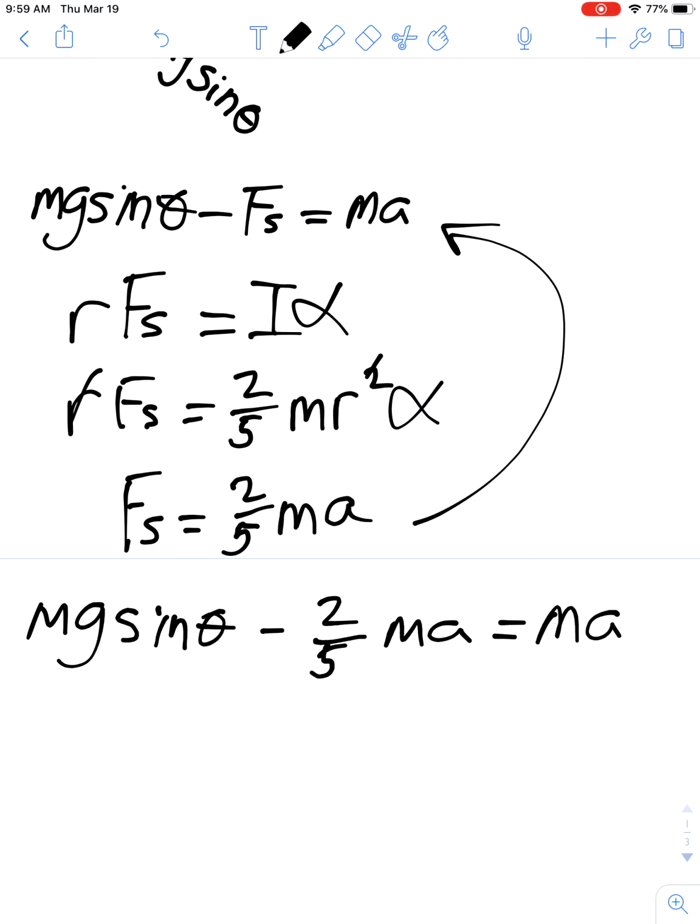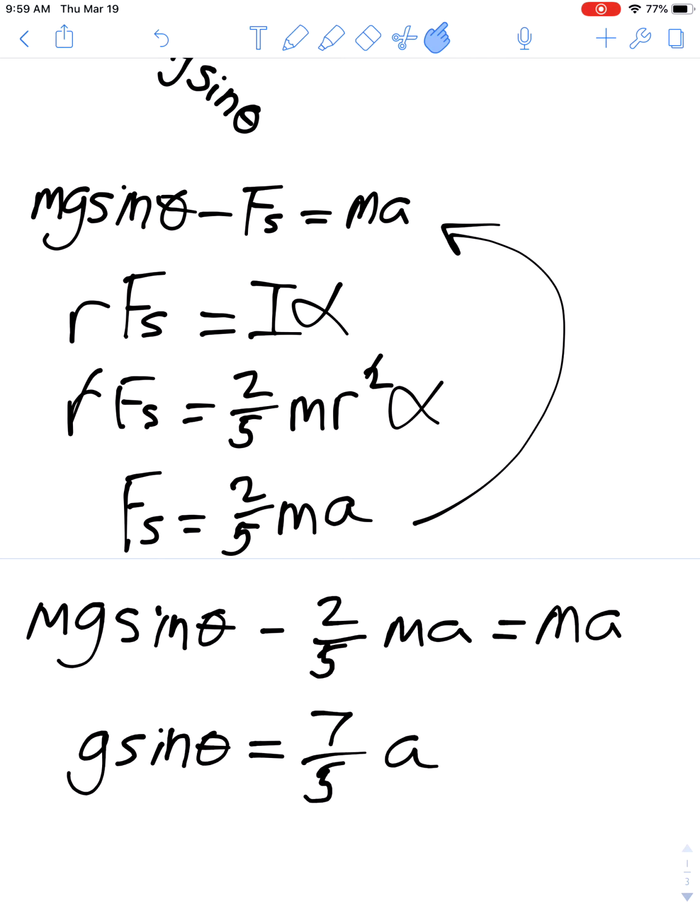We'll cancel out our mass now, and in the next step, besides canceling out the mass, I'm going to add 2/5 to both sides, which is, of course, 7/5 a. So we now have g sine theta equals 7/5 a.